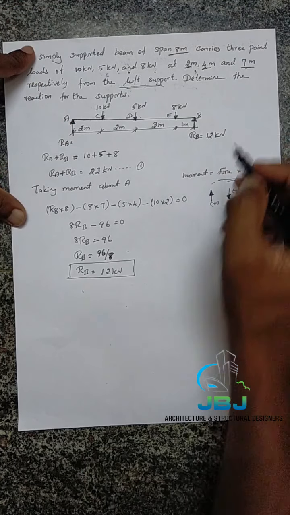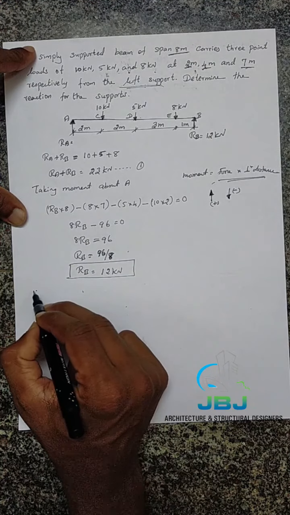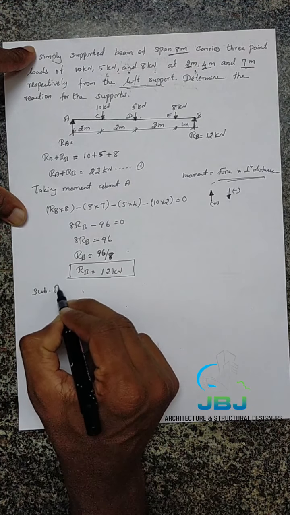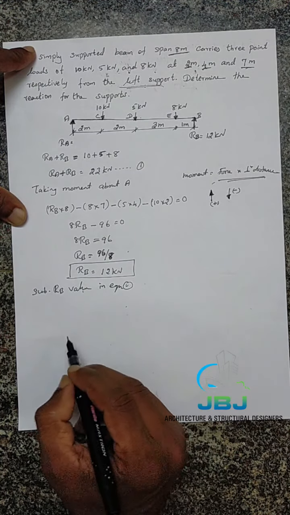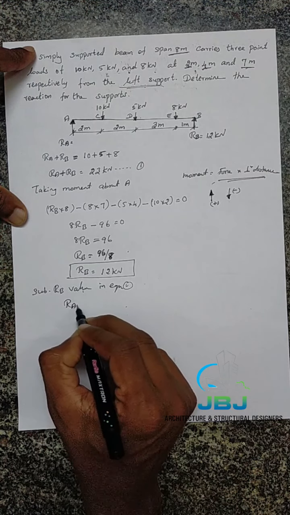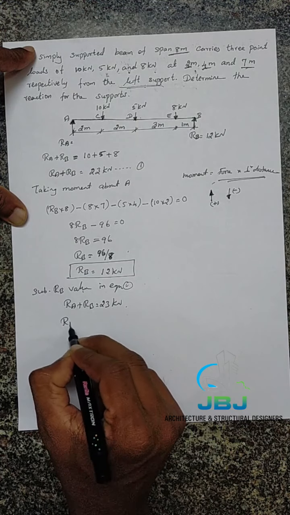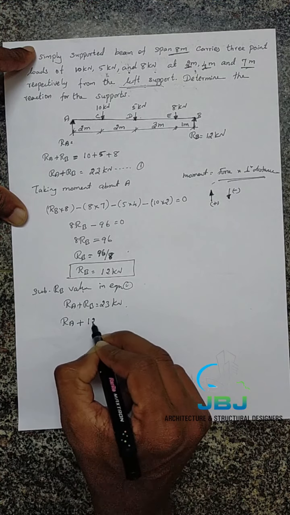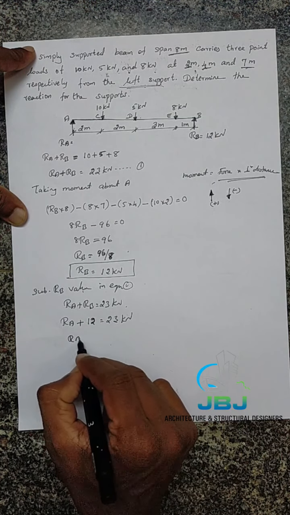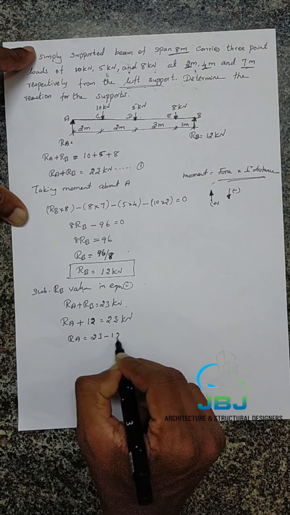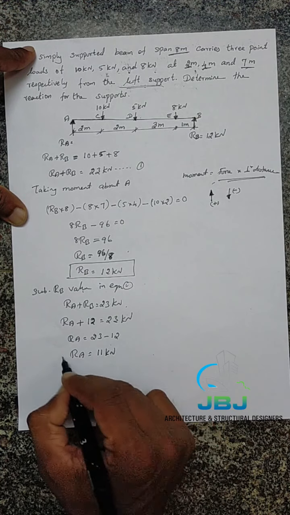Then how can we find the reaction at the support A? So already we know, right? Just substitute the RB value in equation 1. What's the first equation? RA plus RB equal to 23 kilonewton. So you don't know the RA value, but you know the RB value, 12. RA plus 12 equal to 23 kilonewton. So RA equal to 23 minus 12. So RA equal to 11 kilonewton.